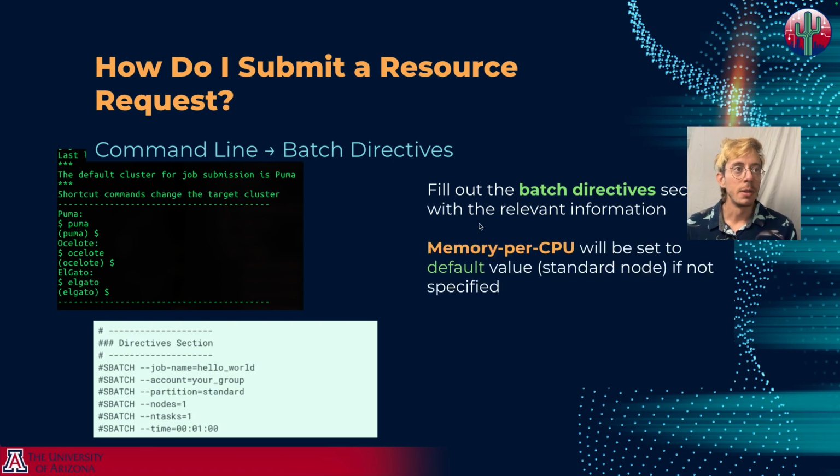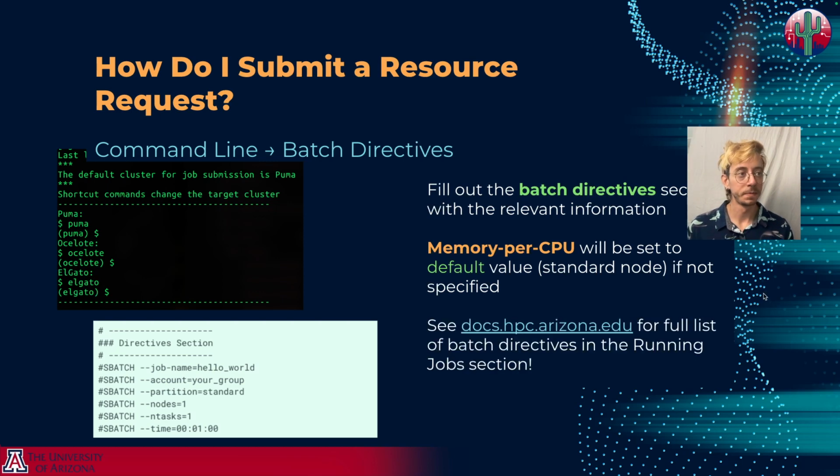There is a parameter called memory per CPU, and this will be set to the default value for a standard node if not specified. So generally speaking, if you're just using a standard node, it's not necessary to actually go in and specify the memory per CPU. This is something that you can specify if you need to request something other than the standard value. However, if we're just requesting the standard value, it's not necessary to actually include that. And again, you can see our documentation for a full list of batch directives in the running jobs section.